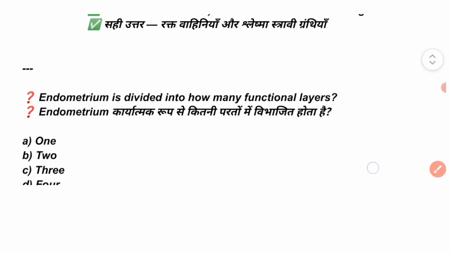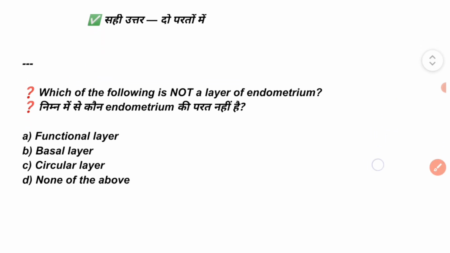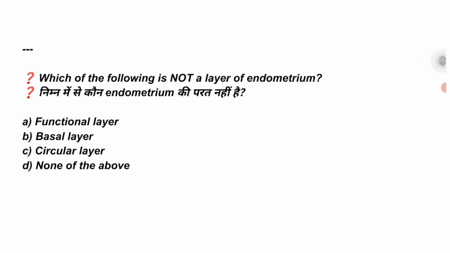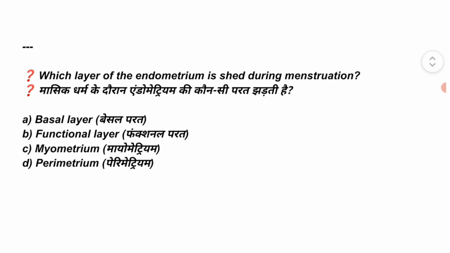Next question. Endometrium is divided into how many functional layers? The right answer is option B, 2. Next question. Which of the following is not a layer of endometrium? The right answer is option C, circular layer. Next question. Which layer of the endometrium is shed during menstruation? The right answer is option B, functional layer.